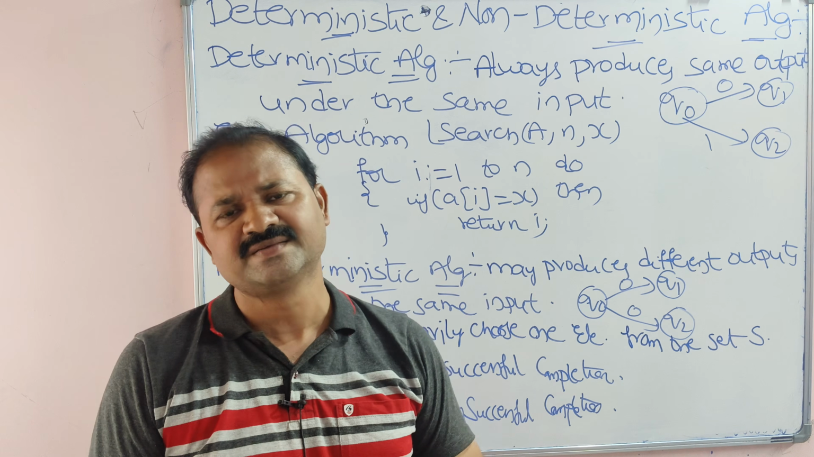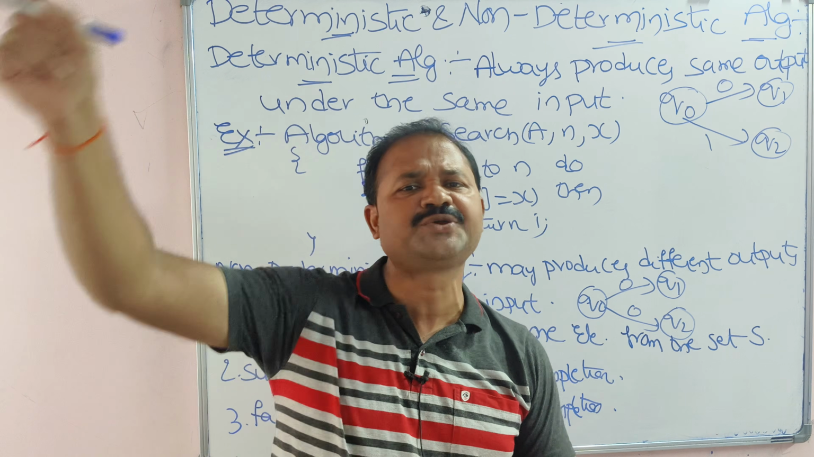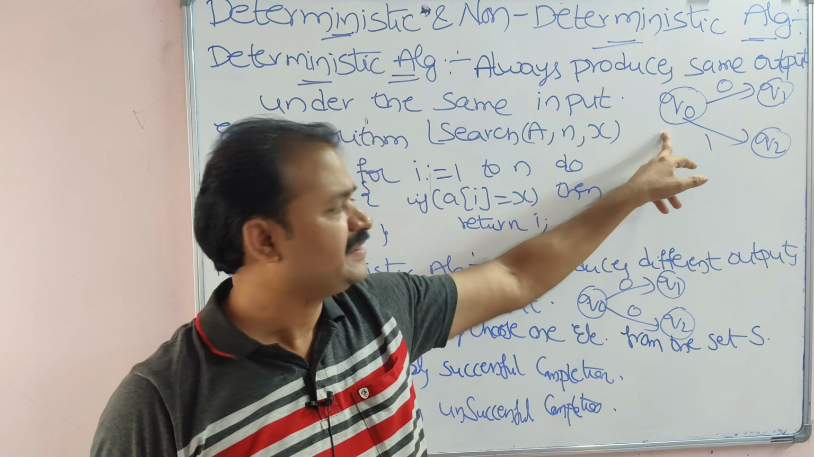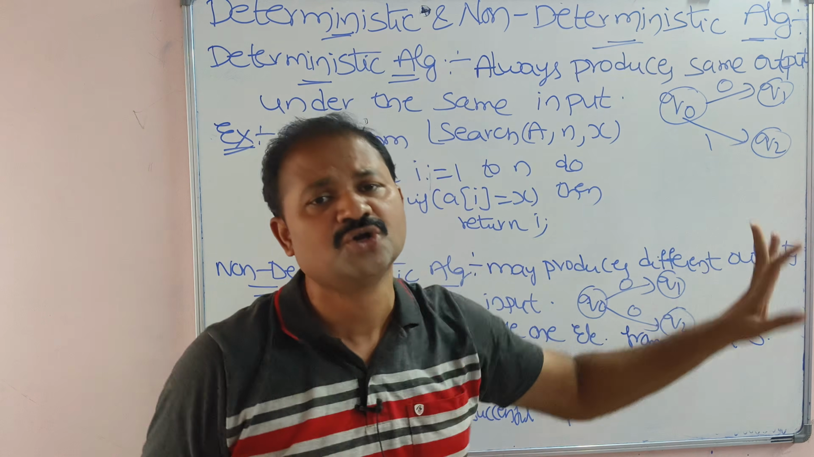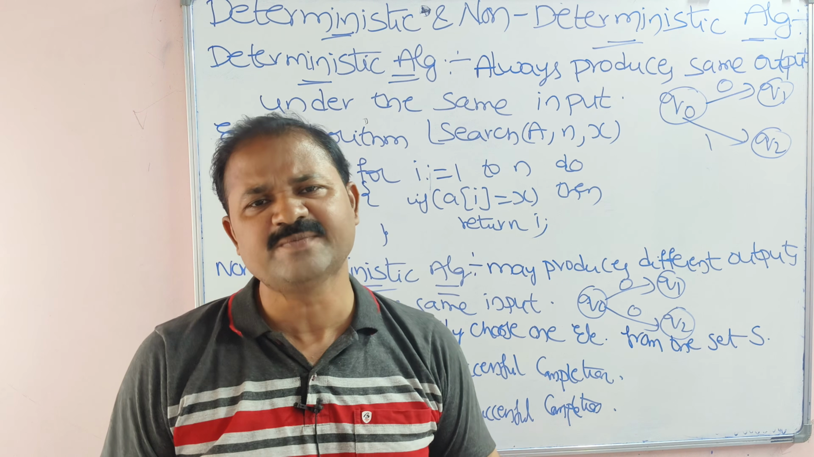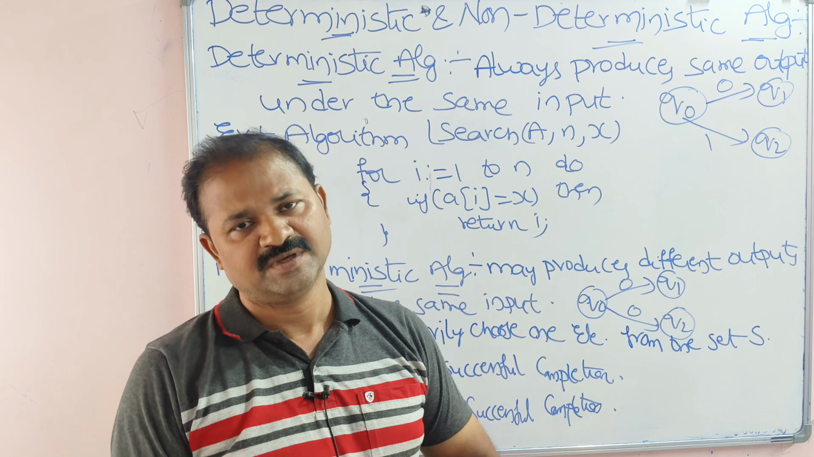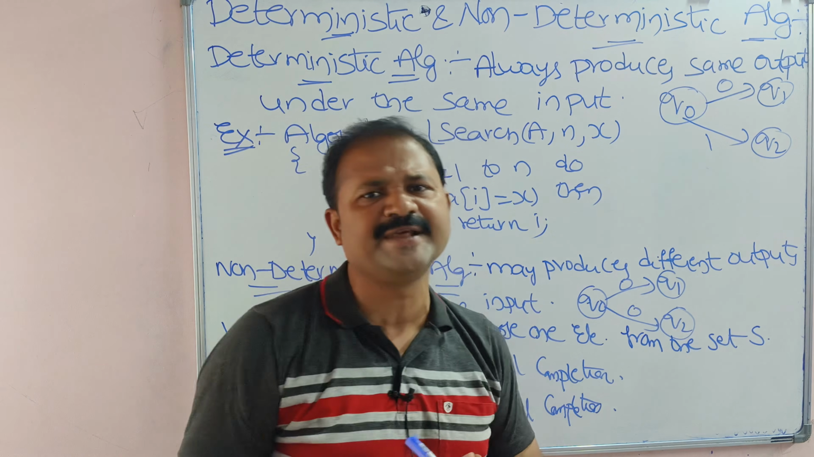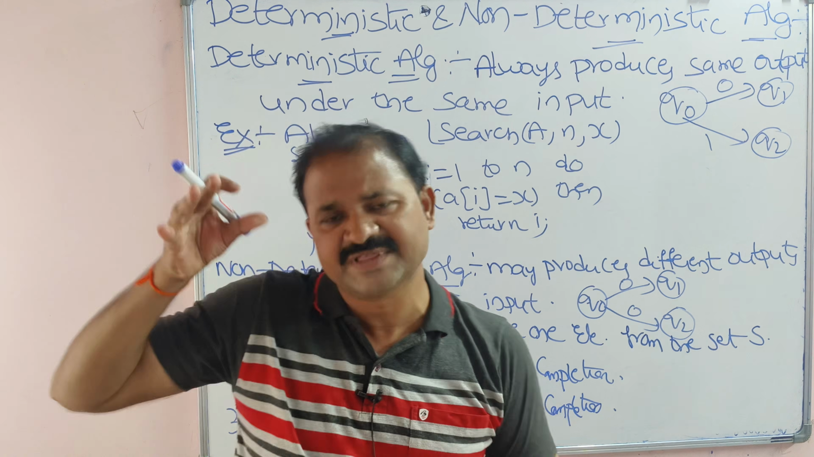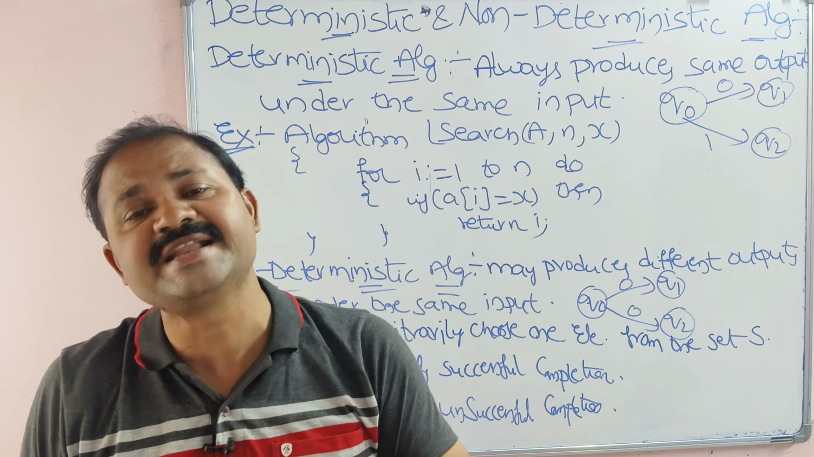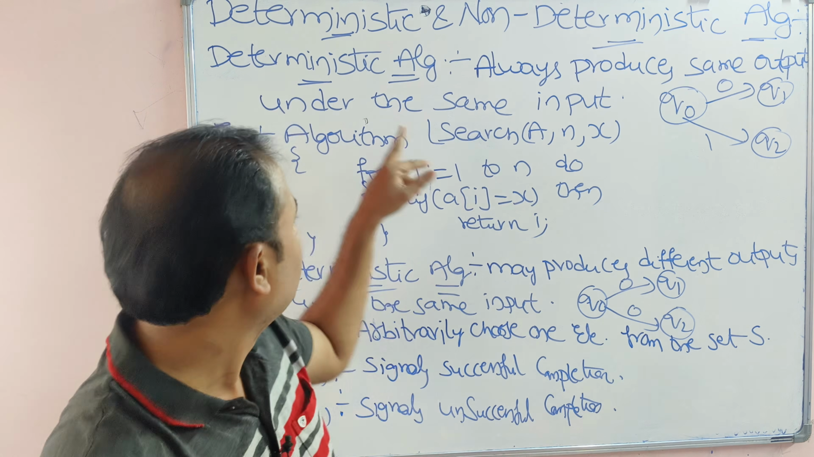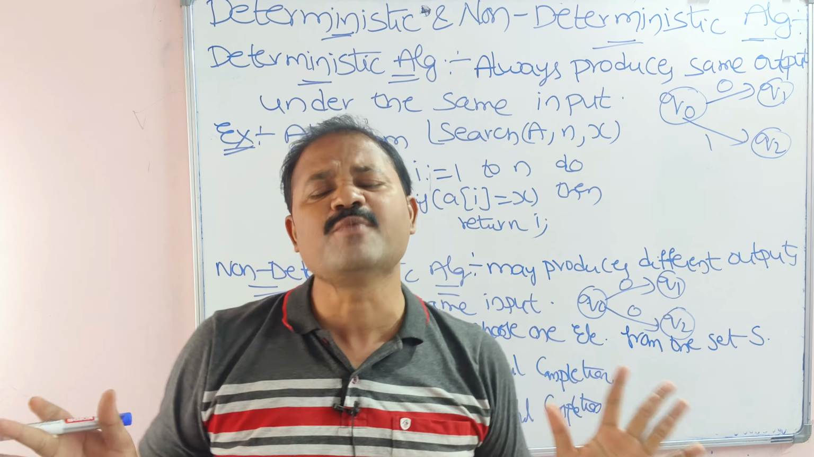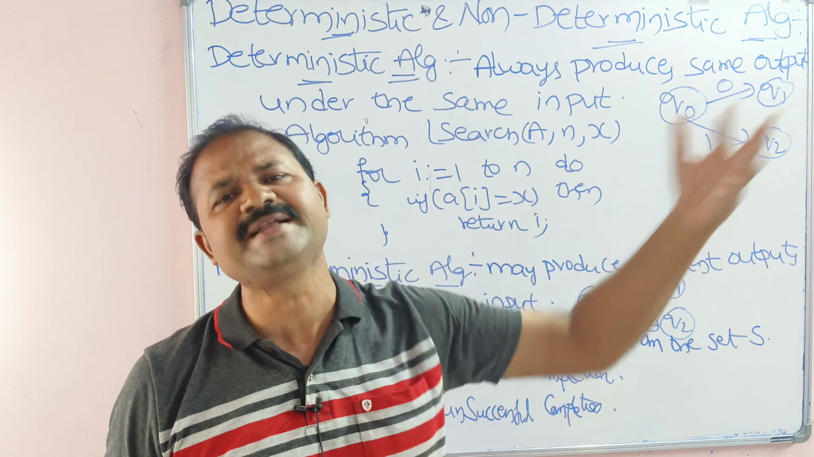Likewise, if we apply 1 on Q0, then it always produces the state Q2. So that is what a deterministic algorithm is. Deterministic means if we apply the input on the corresponding state, then we will get the same destination state. Under the same input, it always produces the same output. That output is nothing but the destination state.